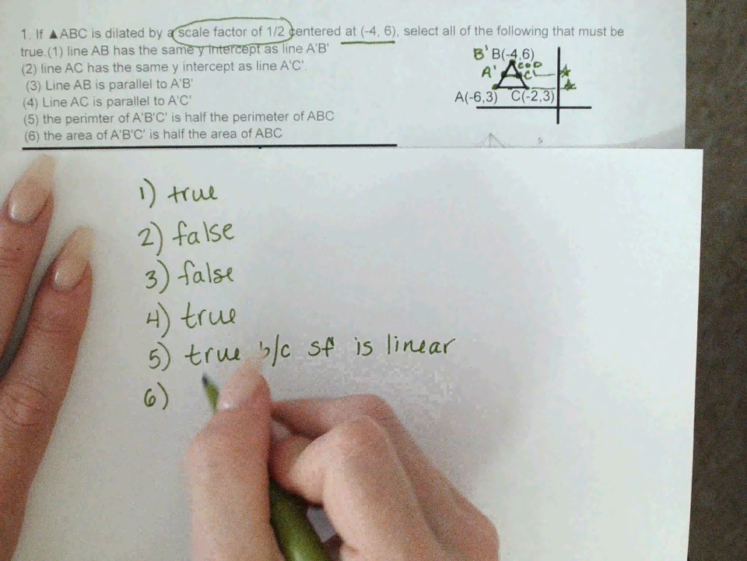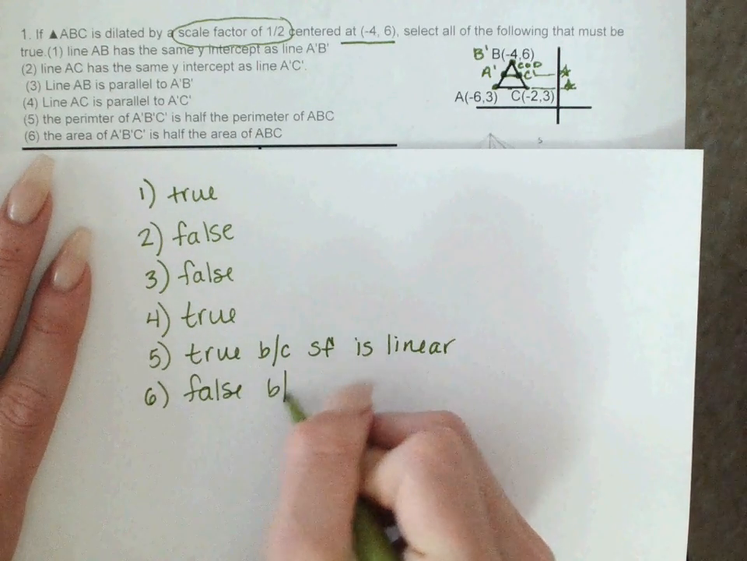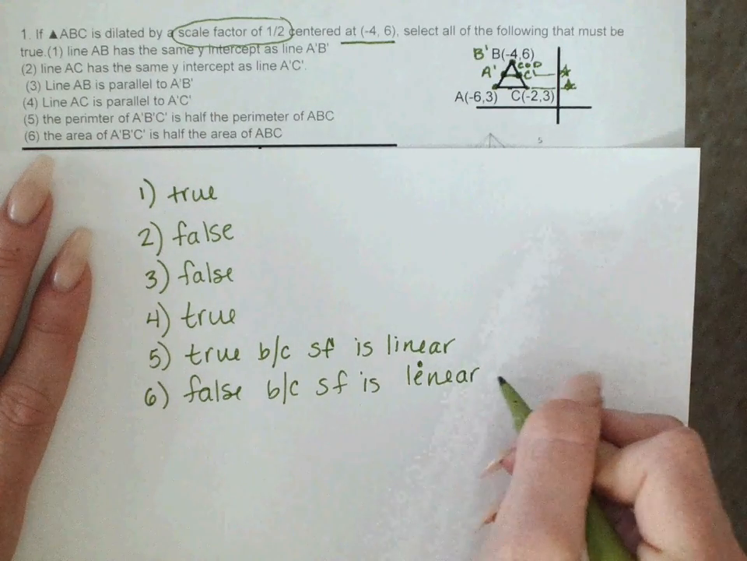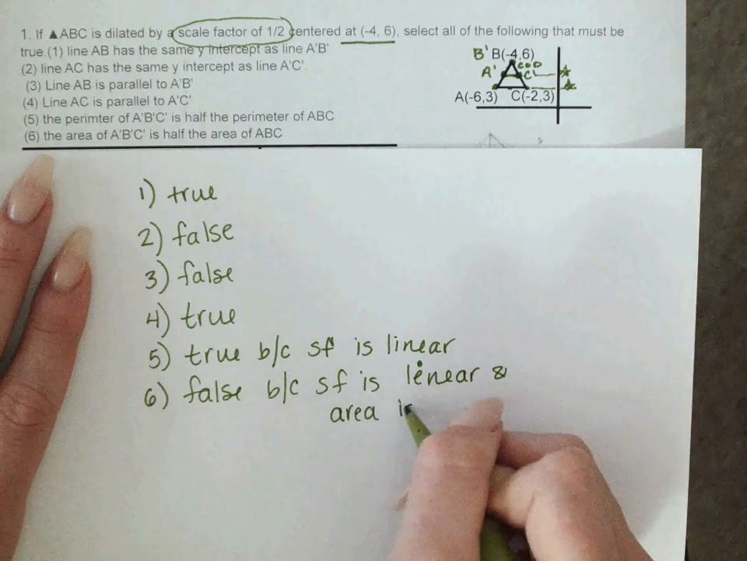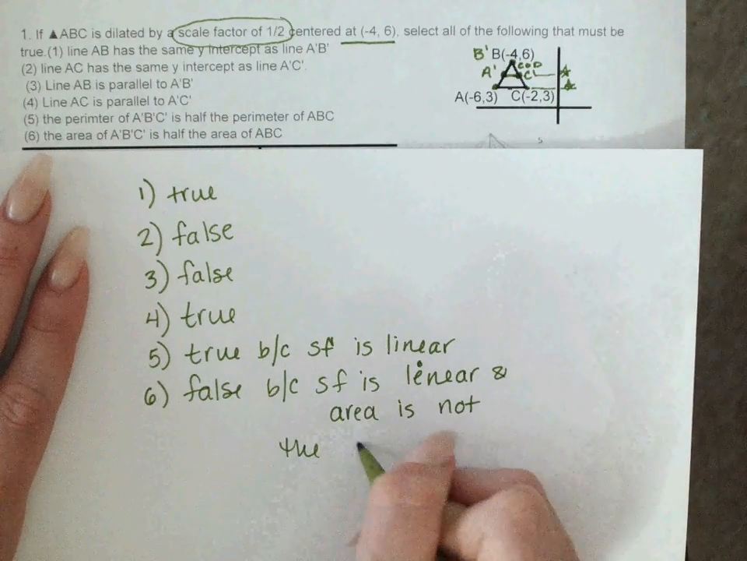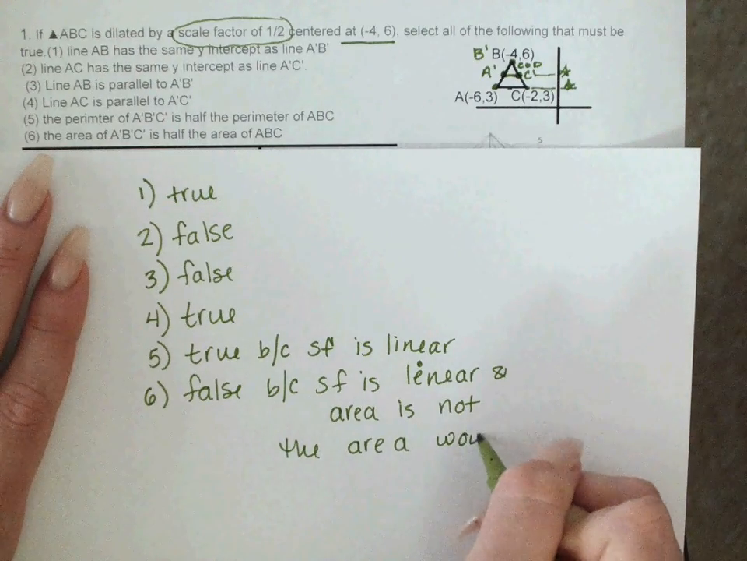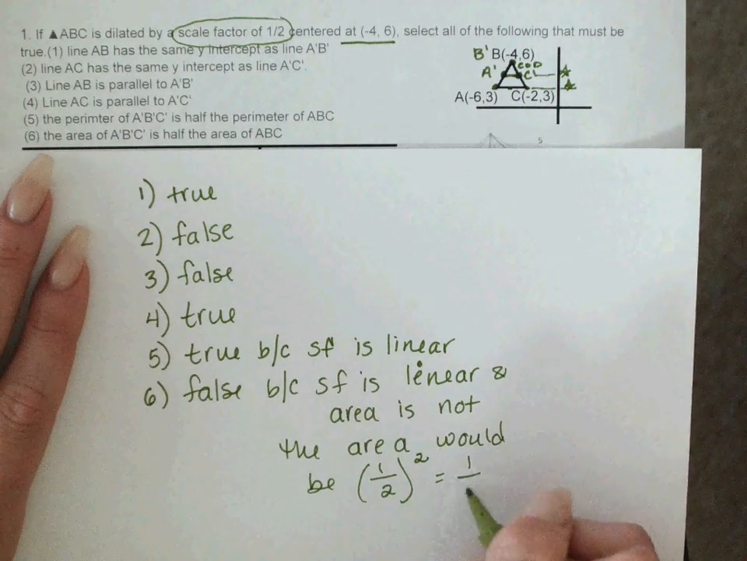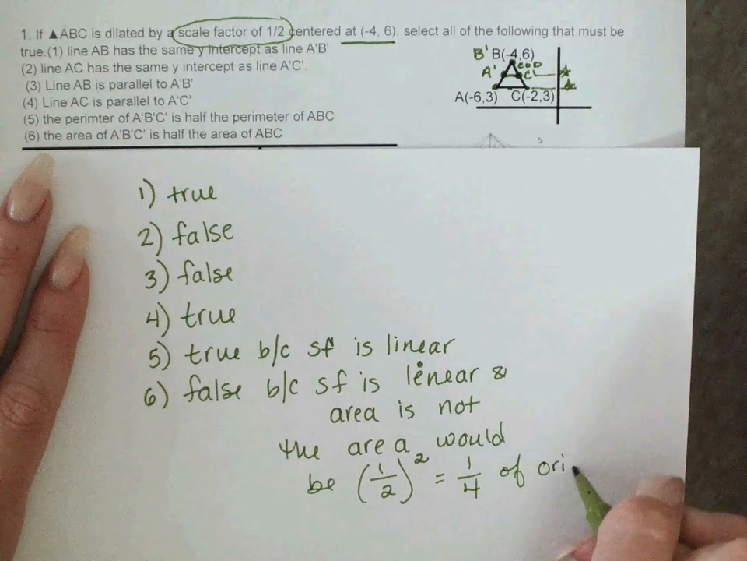My perimeter of my new triangle is half of the original perimeter. That's going to be true because scale factor is linear. For number 6, it says the area would be half. That's going to be false because scale factor is linear, and area is not. The area would actually be 1/2 squared, so 1/4 of the original.